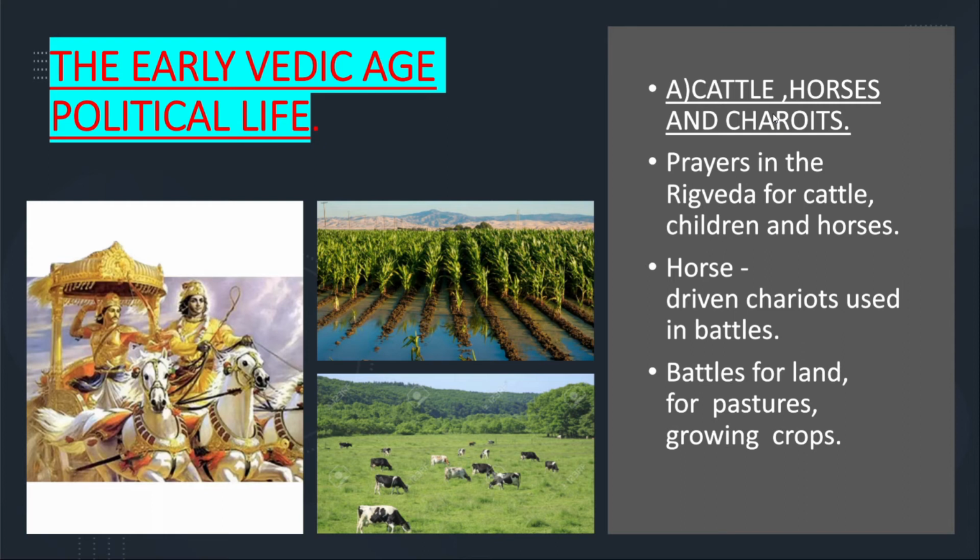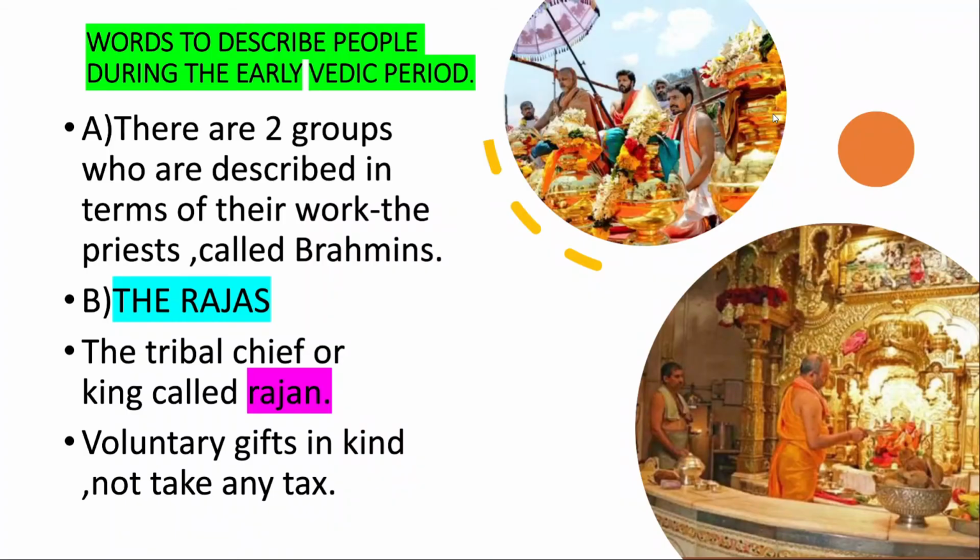Battles were also fought for land which was important for pasture and for growing hardy crops that ripened quickly, such as barley. Some battles were fought for water and to capture people. Some of the wealth that was obtained was kept by the leaders, some was given to the priests, and the rest was distributed amongst the people. Some wealth was used for the performance of yajnas or sacrifices, in which offerings were made into the fire. After this, next one, words to describe people during the early Vedic period.